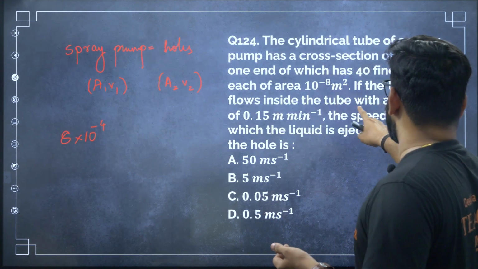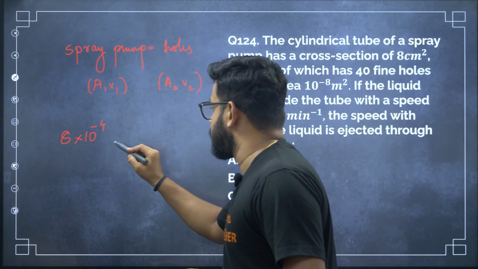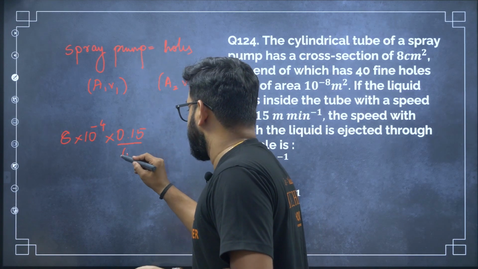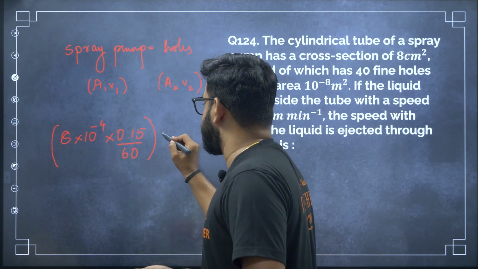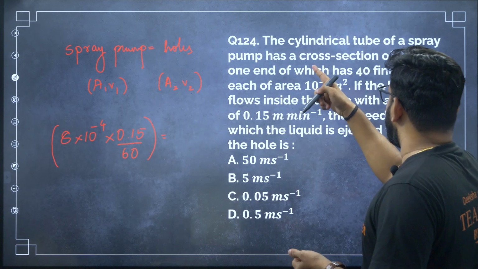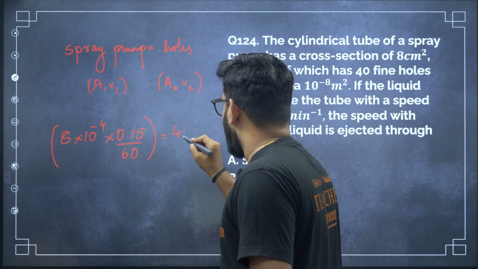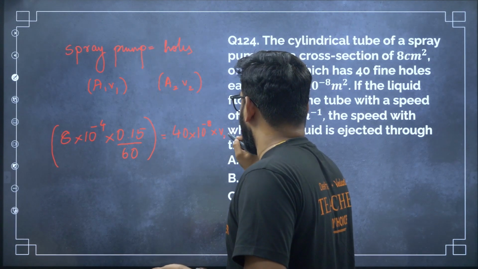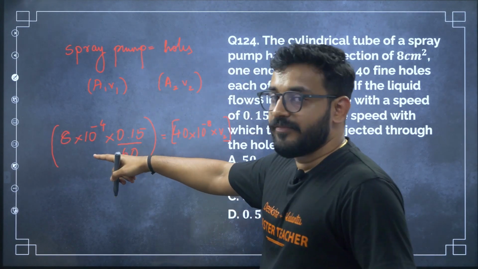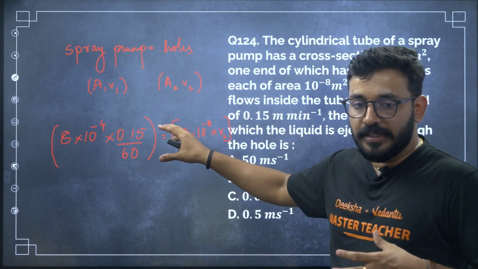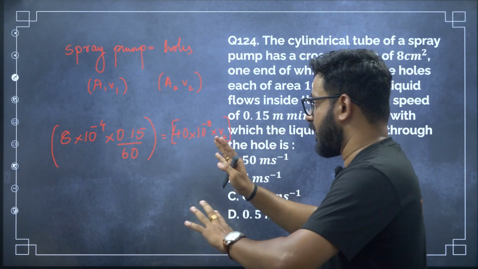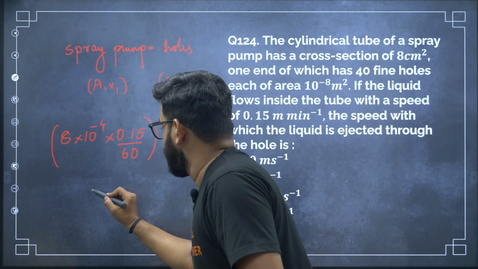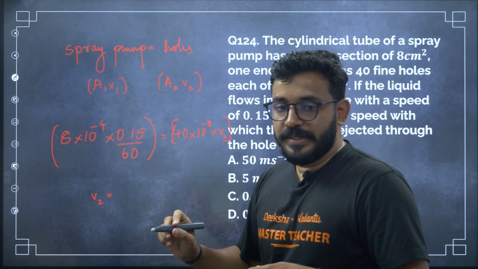The liquid flows inside the tube with a speed of 0.15, and it is per minute. So let's convert that into seconds. Now this is equal to the area of the holes. There are 40 holes, so 40 into each having an area 10 to the power minus 8 into V2. All right, so we have to find V2. Rest everything is given, so we can put it here. If you just substitute and do the necessary calculations, ultimately you will end up with the answer V2 is equal to 5 meter per second.